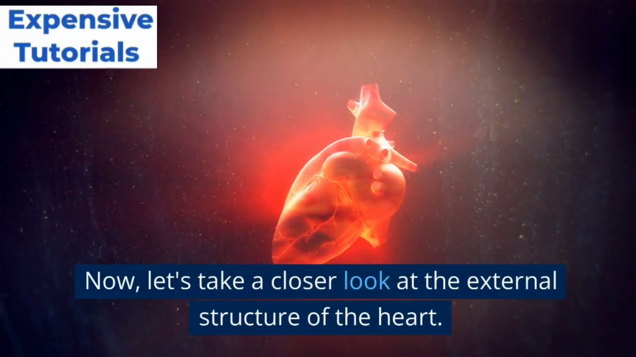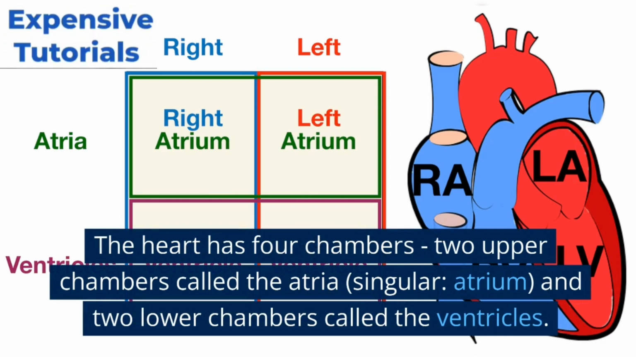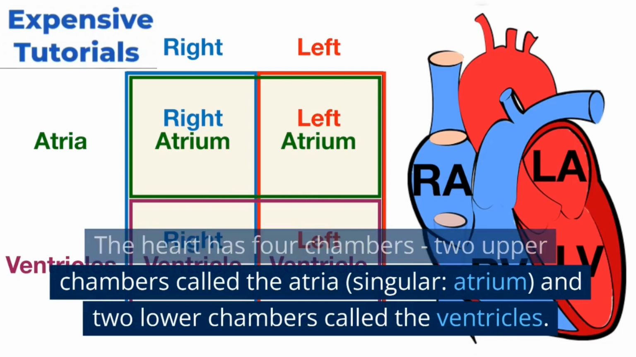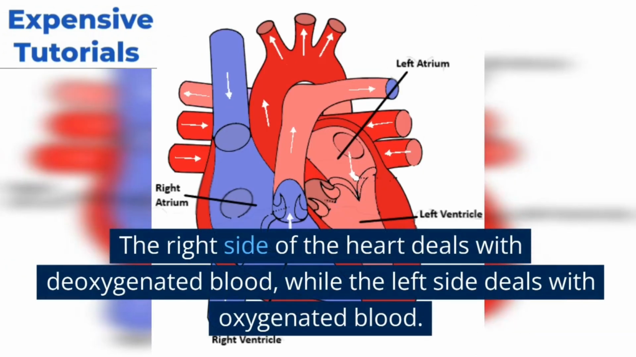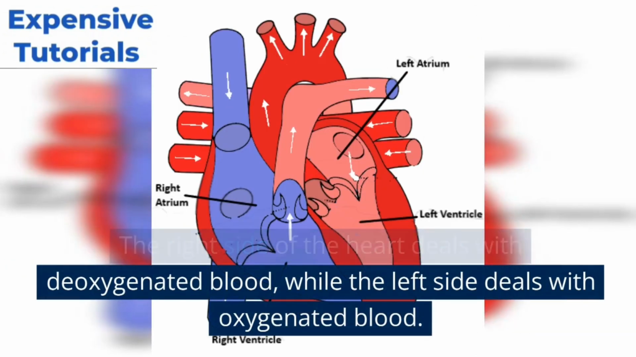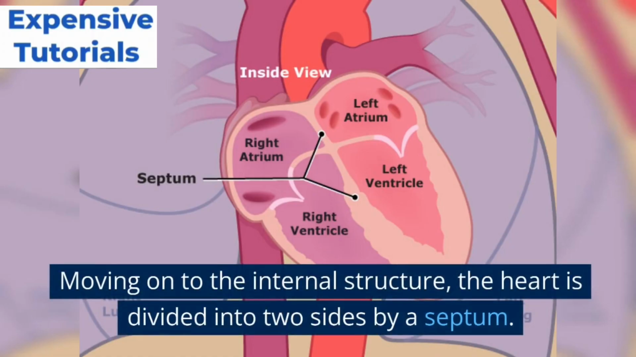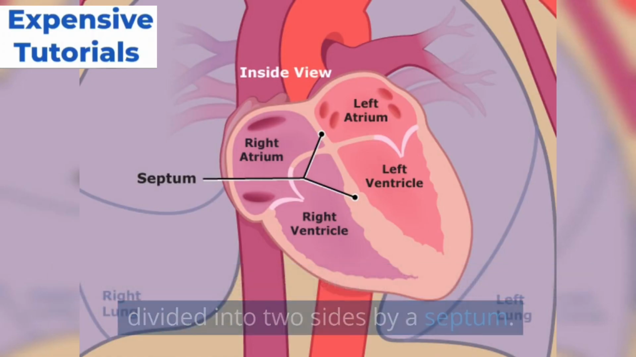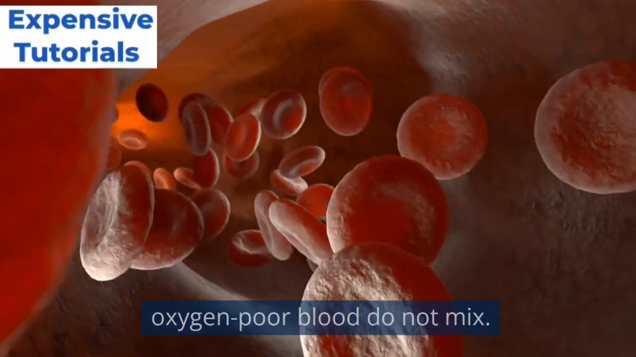Now, let's take a closer look at the external structure of the heart. The heart has 4 chambers, 2 upper chambers called the atria, singular, atrium, and 2 lower chambers called the ventricles. The right side of the heart deals with deoxygenated blood, while the left side deals with oxygenated blood. Moving on to the internal structure, the heart is divided into 2 sides by a septum. This separation ensures that oxygen-rich and oxygen-poor blood do not mix.